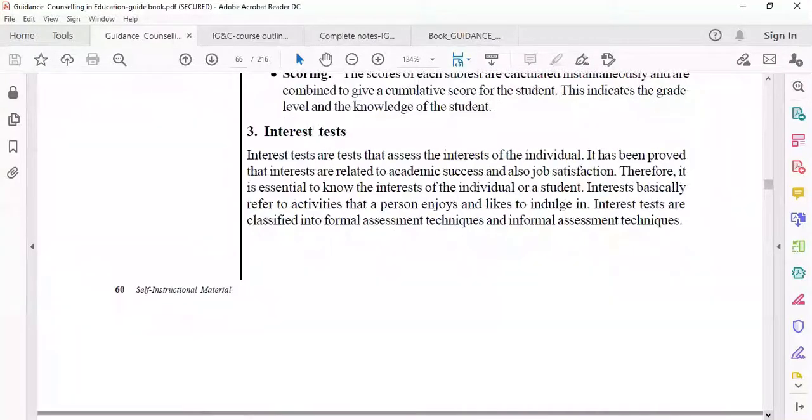Then we have tests to assess the interest of a student. And interest basically refers to the activities in which a student is very happy, enjoys and likes those activities. That shows interest in any subject, in any domain, wherever a student feels relaxed, enjoys the subject, or is very enthusiastic to learn. It means he or she has very much interest in that subject.